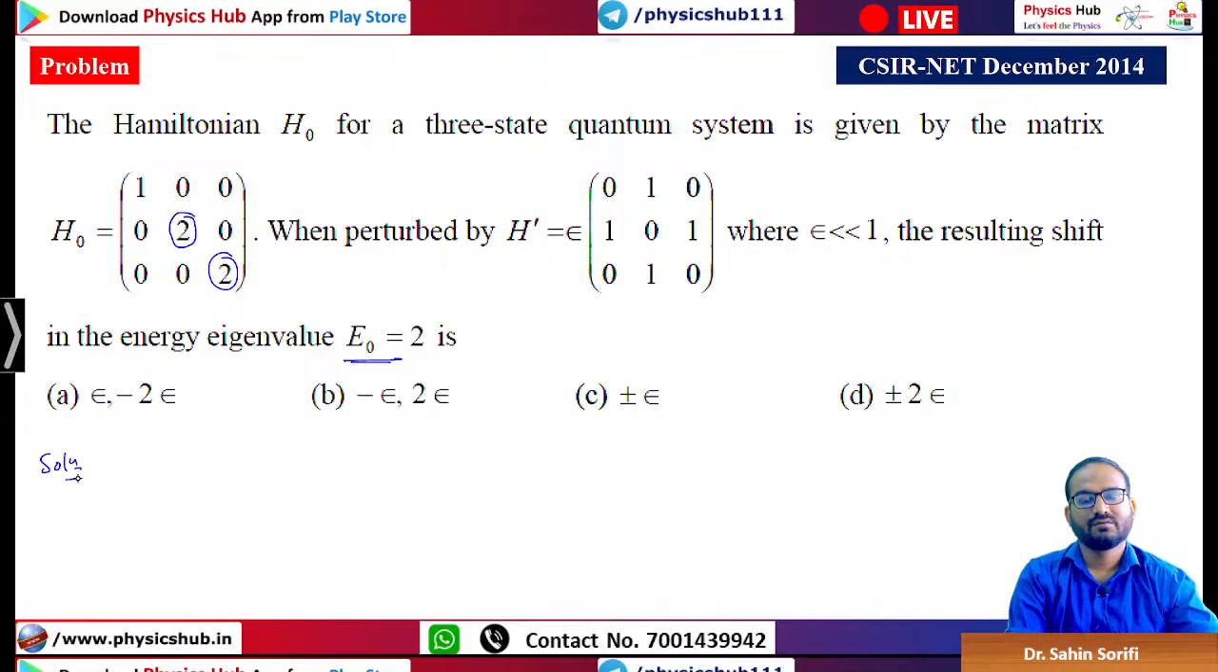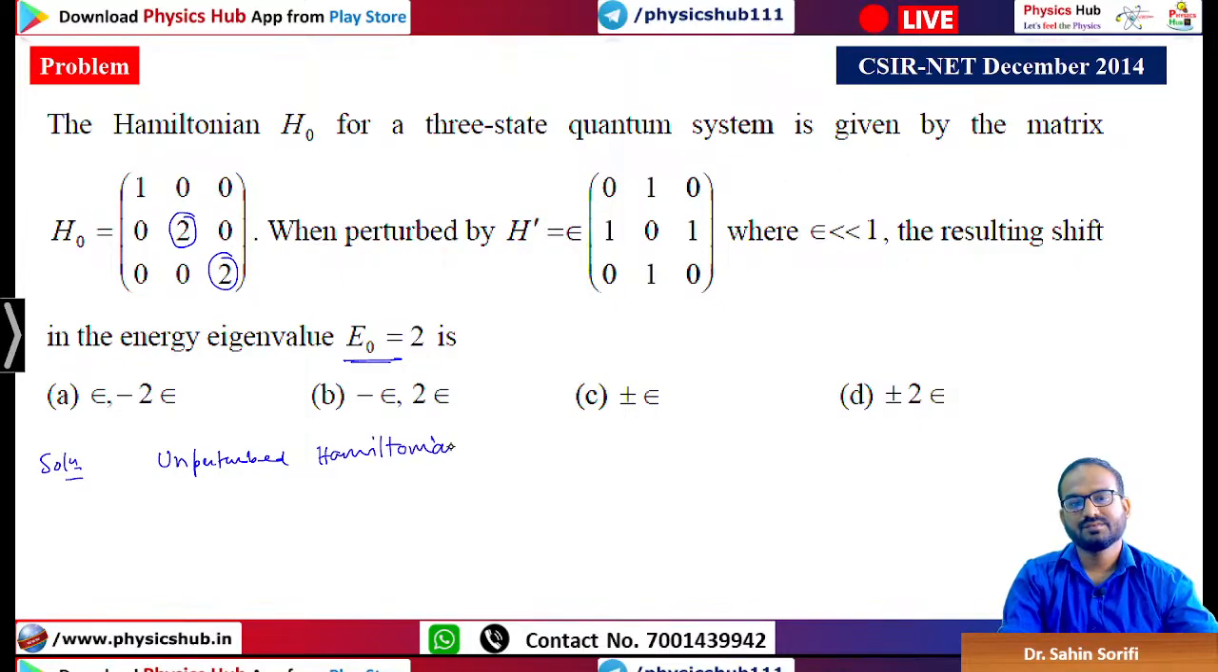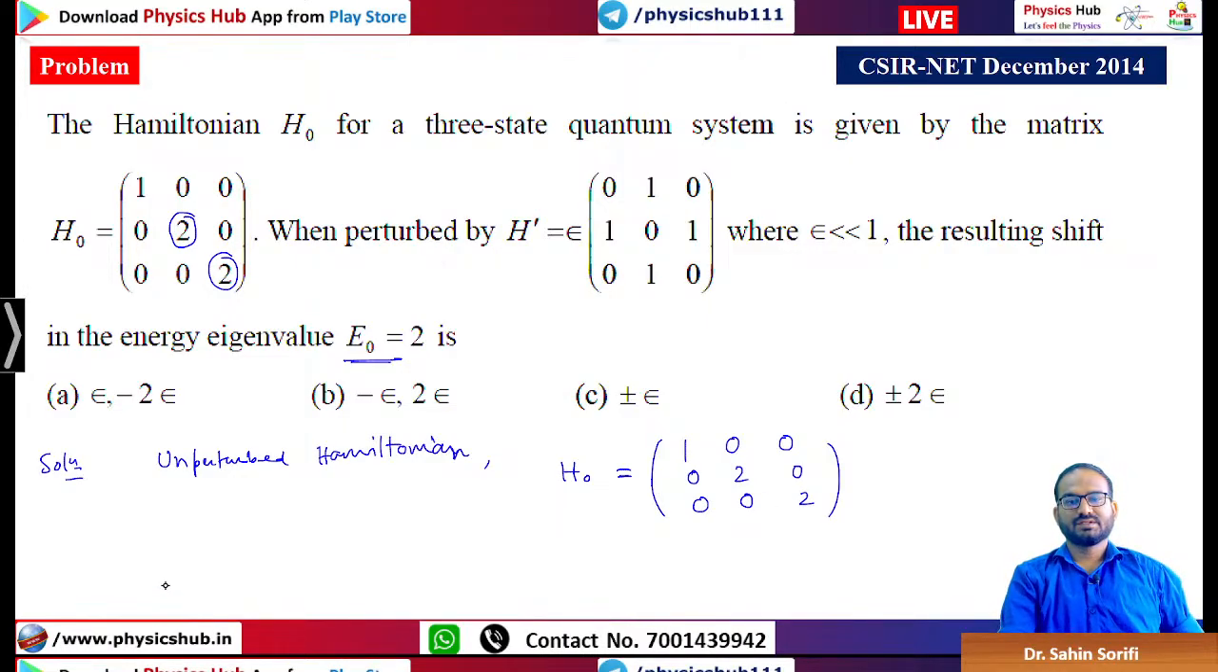So here, what is the unperturbed Hamiltonian? You have to revise this class 2-3 times, okay? Otherwise you may not be able to understand. These are a little bit difficult topics comparatively. The unperturbed Hamiltonian is 1 0 0, 0 2 0, 0 0 2. Okay, this is the unperturbed Hamiltonian. And what about the perturbed Hamiltonian?